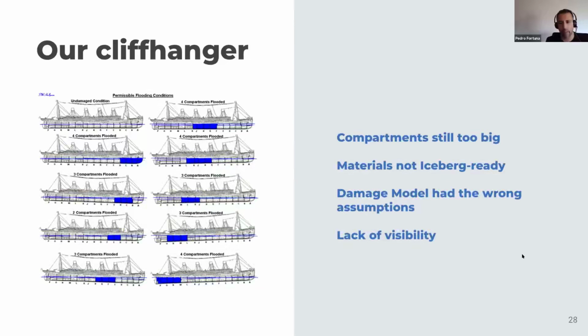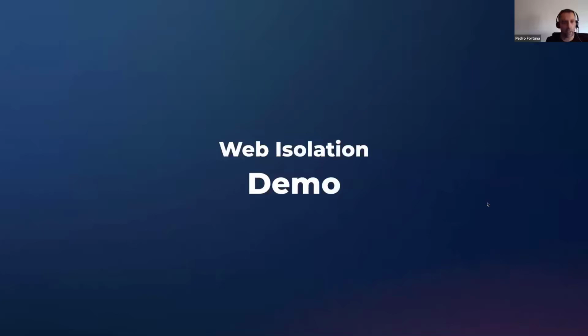The materials were definitely not iceberg ready. Stronger materials were needed. The damage model was incomplete or incorrect, which translating to our context, it means that the threat model was wrong, and lack of visibility. So for obvious reasons, no one spotted the iceberg in time. So visibility and analytics, which is an interpretation of what is happening, what you can be seeing, are definitely essential. So now we have time for some demos.